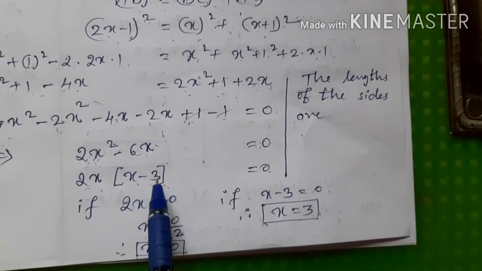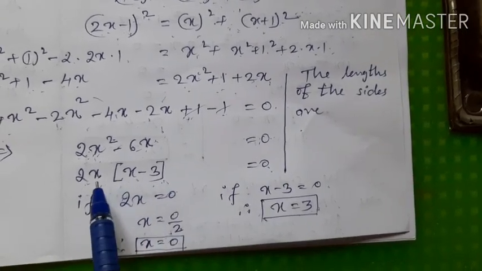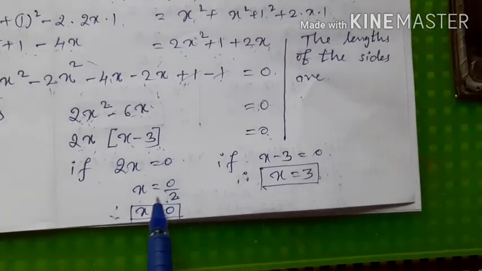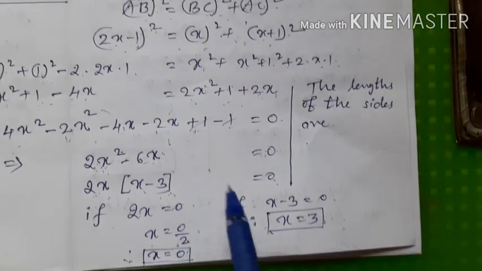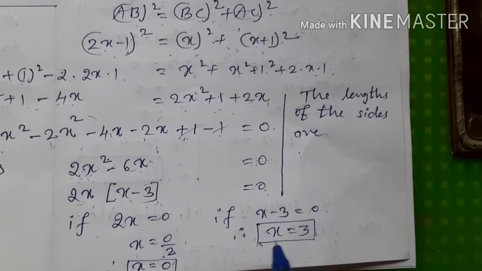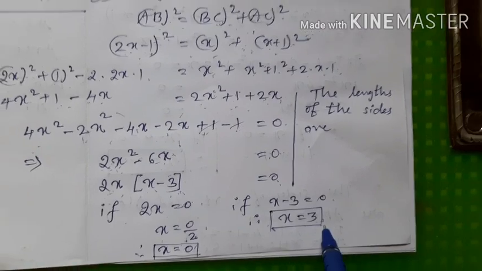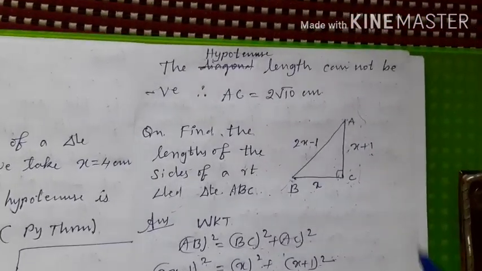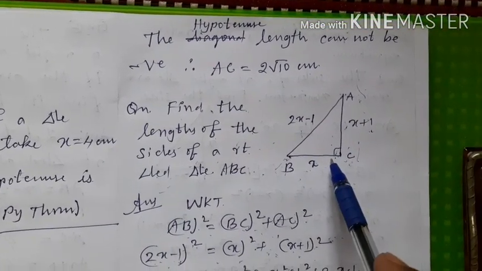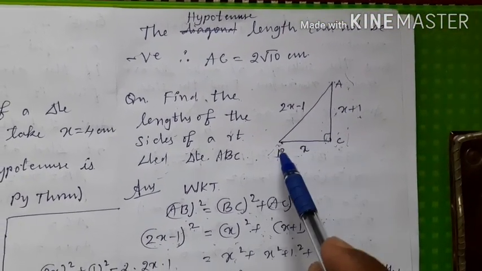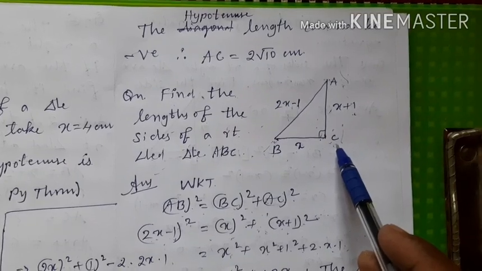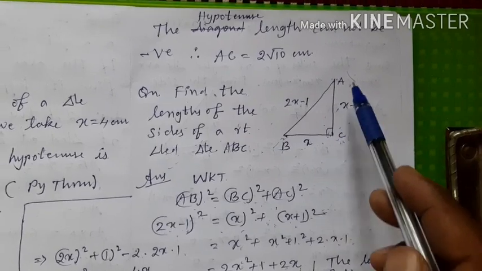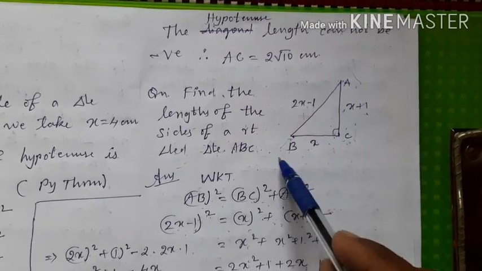Okay, so 2x into x minus 3 is equal to 0 means either this is 0 or this is 0. If 2x is 0, then x is equal to 0 by 2, x is equal to 0. If x minus 3 is equal to 0, then x is equal to 3. Therefore, children, we got the value of x in this right angle triangle ABC. Okay, and this x is nothing but base of the triangle, right angle triangle. That's why base is 3 centimeter. Then what about the height and hypotenuse?